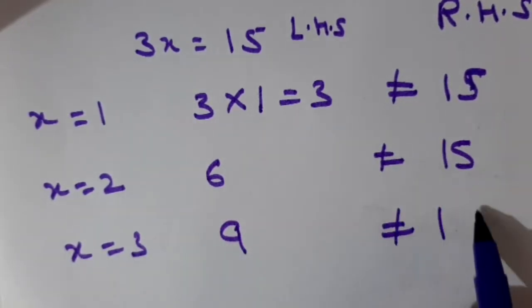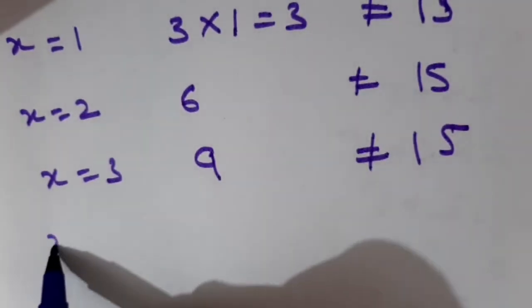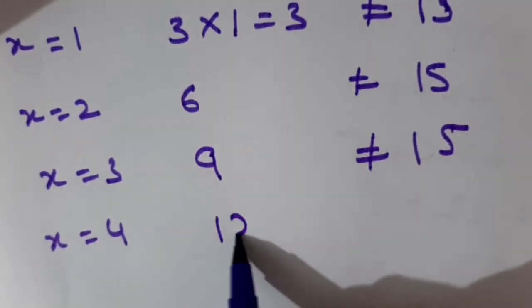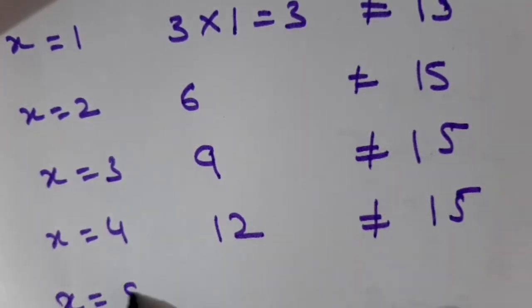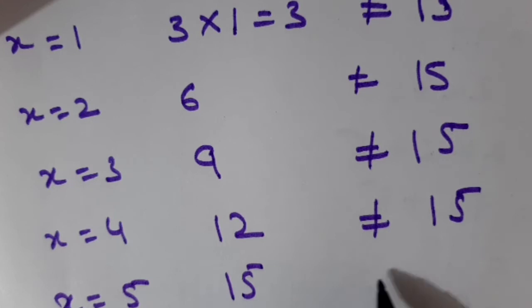Again, 9 is not equal to 15. Now I'll take the value of x as 4. 4 3s are 12, which is not equal to 15. Now I'll take the value of x as 5. 5 3s are 15. Yes.